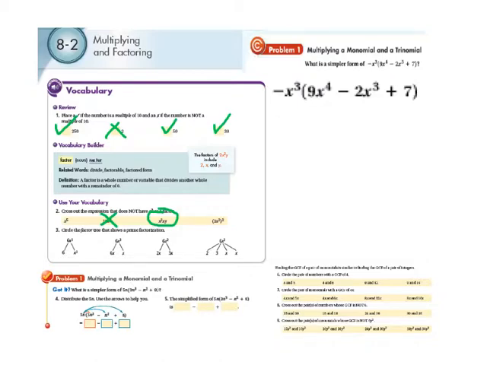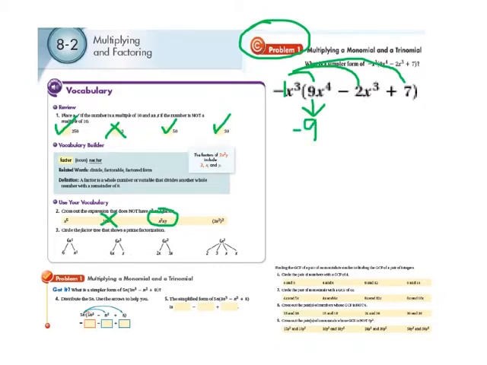Alright, so problem 1 asks us what the simplest form of negative x to the third times 9x to the fourth minus 2x cubed plus 7 is. Basically, all it's asking us to do is multiply. So we're going to distribute here, here, and here. So this first one, we have a negative 1 here. So negative 1 times 9 is negative 9.